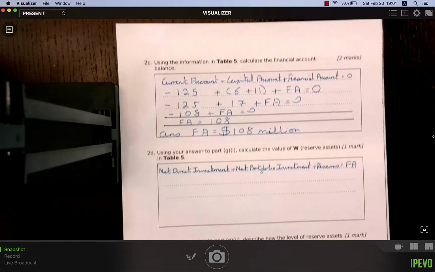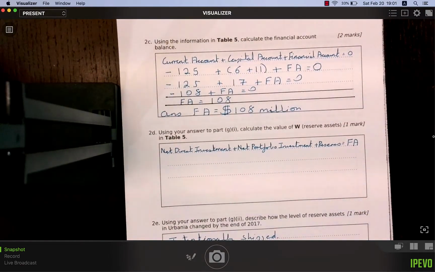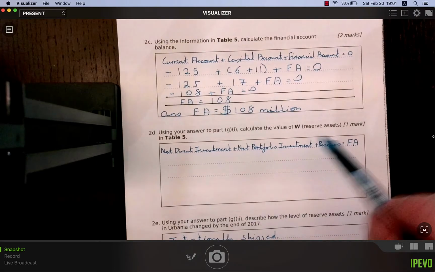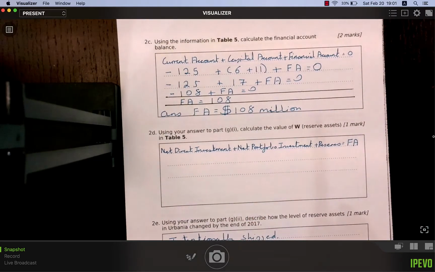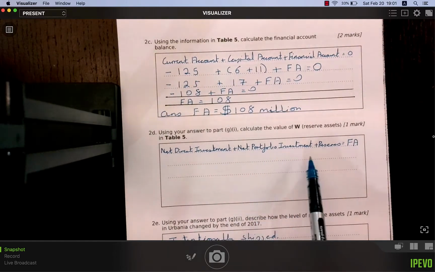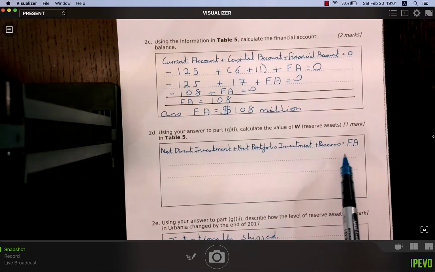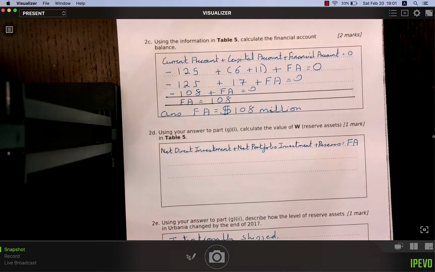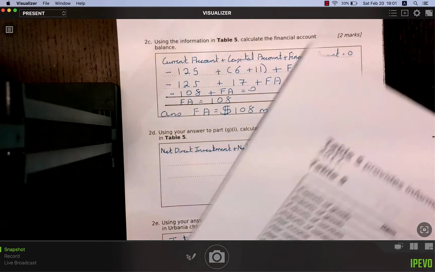Okay, now, using the answer here, and of course I'm going to have to refer back to this table, using your answer, calculate the value of W, which is the reserve assets in this table. Now, before we do, we have to understand how the financial account is calculated. And it is net direct investment plus net portfolio investment plus reserves. And add up all of those, and that equals the financial account. And of course, that can be negative, okay? But in this case, it's not. So, where are we going to find these figures from? Let's have a look back at the table.